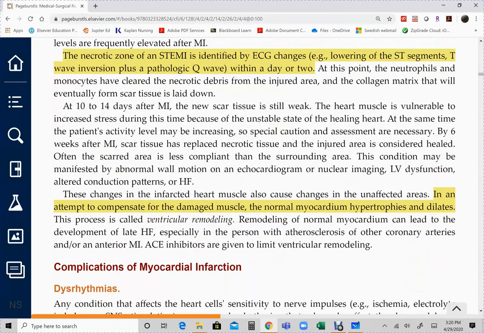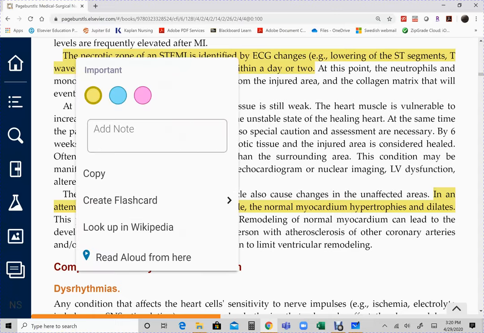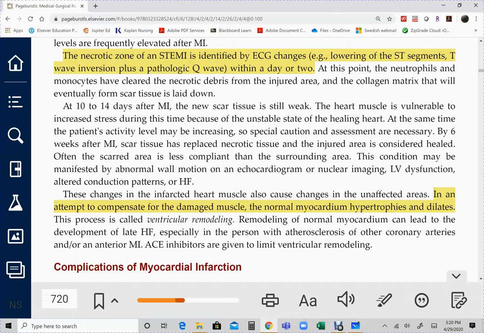If you did suffer an MI, of course it will take time for the tissue to heal. If you had necrosis of the myocardium, whichever side of the heart is affected, of course it will heal. 10 to 14 days, so 2 weeks after the event, there will be some scar tissue, but again, this is still weak, it's not stable yet.